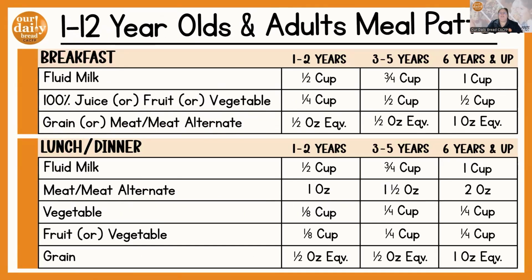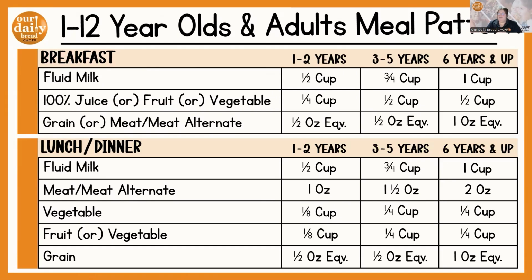And now we'll take a look at the 1 to 12-year-old and adults. So we'll start with breakfast. For breakfast, we have fluid milk, and then you can choose between 100% juice or fruit or vegetable, and then a grain or meat alternate. Just remember that a meat or meat alternate can only replace the grain up to 3 times a week for breakfast.